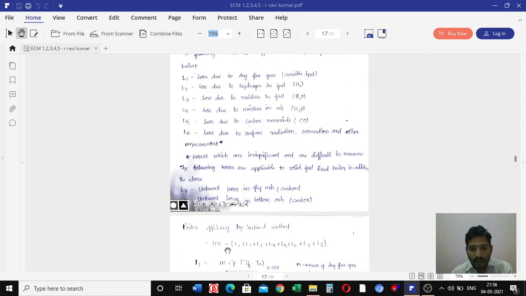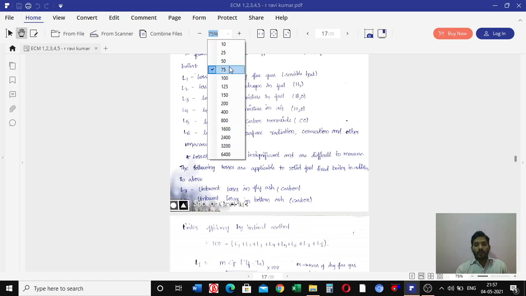Here L1 indicates the losses due to dry flue gases, as sensible heat, and L2 represents the losses due to the hydrogen in fuels, and L3 represents the losses due to the moisture in fuels. L4 represents the loss due to the moisture in the air. L5 represents the losses due to carbon monoxide, and L6 represents the losses due to surface radiation and convection, and L7 represents the unburned losses in the fly ash, and L8 represents the unburned losses in the bottom ash.